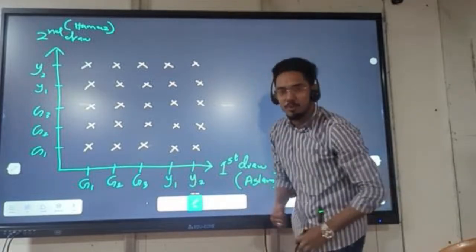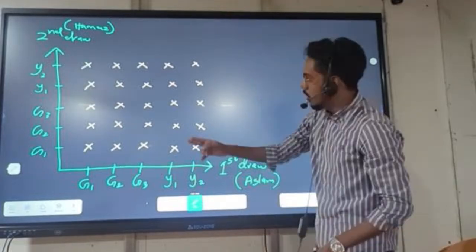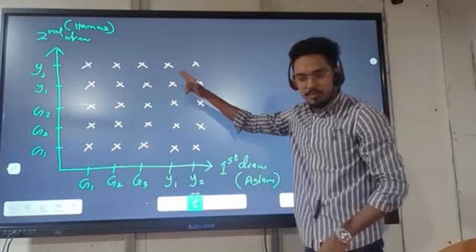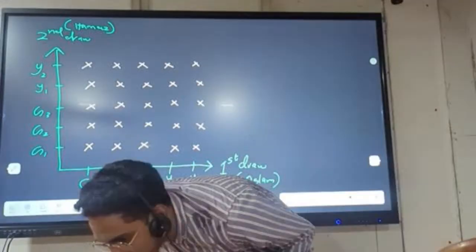Is the point clear now? How many sample spaces do we have altogether? The last part I didn't get it.